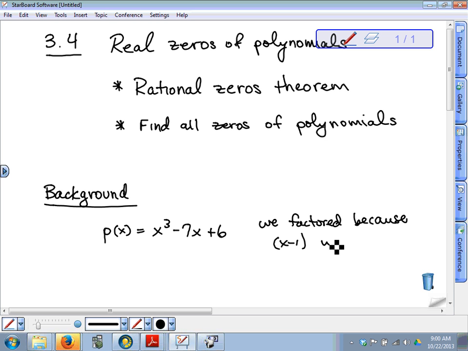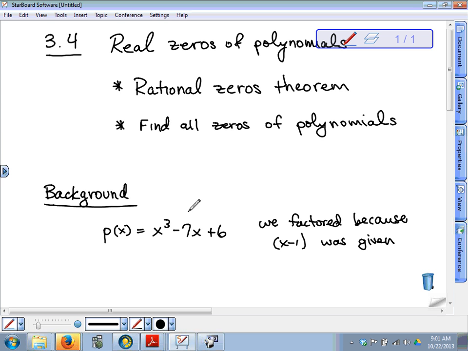Because x minus 1 was already given. It was given to us that x minus 1 was going to be a factor. We just had to prove it. That got the whole ball rolling. If we did not know that x minus 1 was a factor, how would we have known where to start or what to do or what number to test to use synthetic division? You see where I'm going with this?